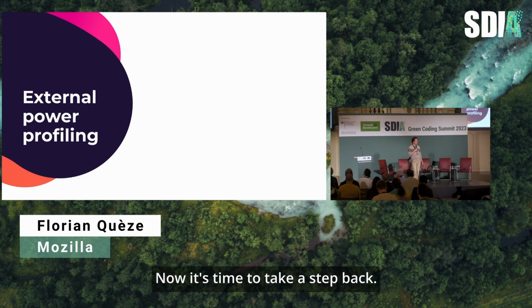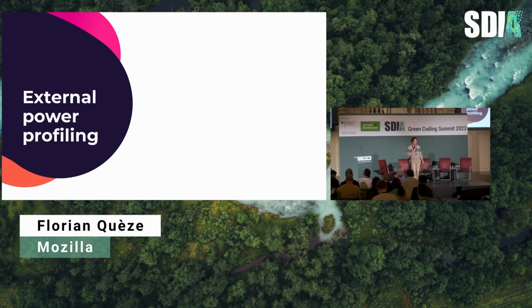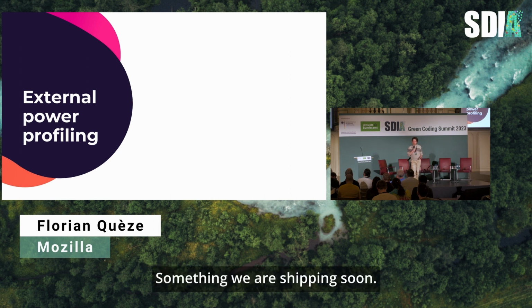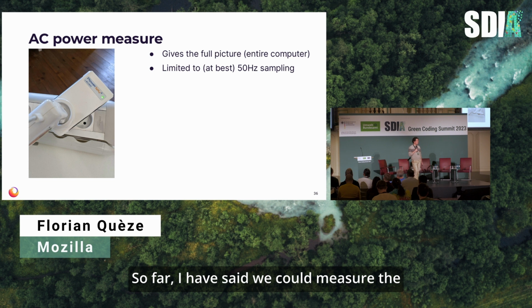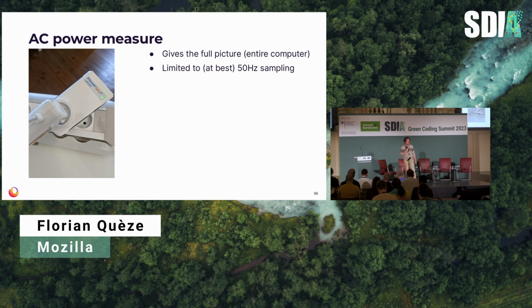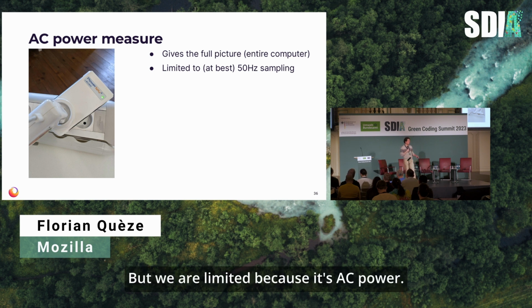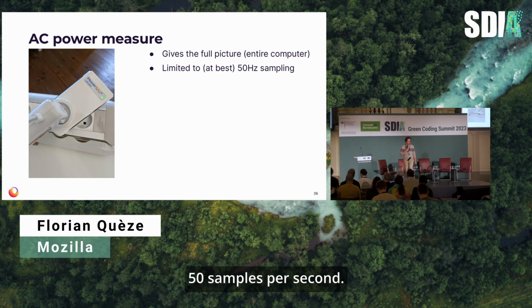Now it's time to take a step back. External power profiling, something we are shipping soon. So far, I've said we could measure the AC power by doing something on the socket. And this gives us the full picture of the entire computer. But we are limited because it's AC power, so we can't get more samples than the oscillations of the power. So we are limited to 50 samples per second, and that's very often not enough to see what's going on.